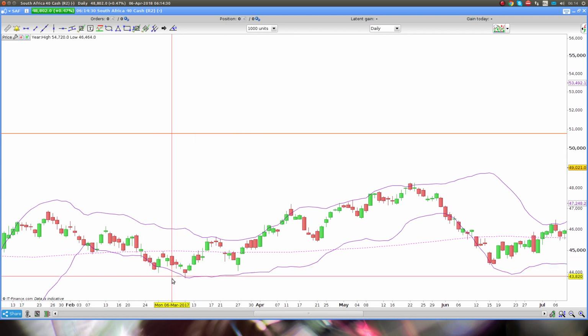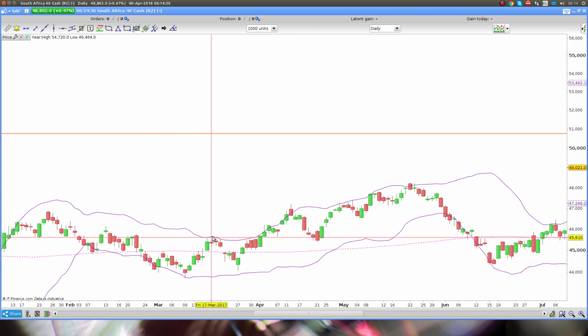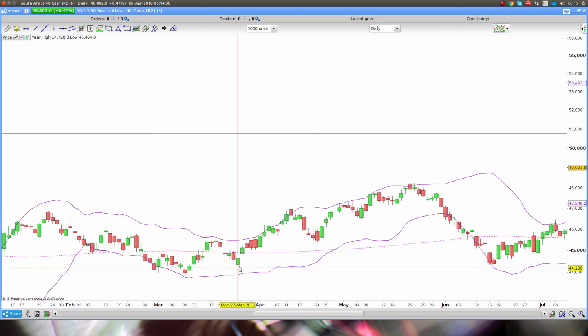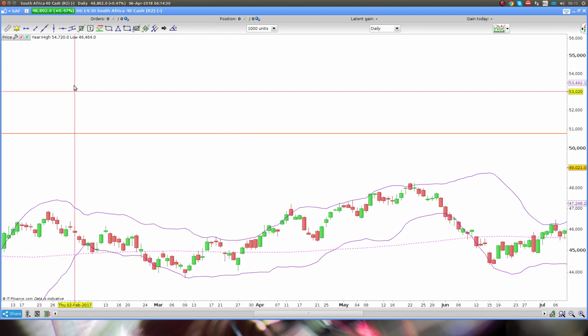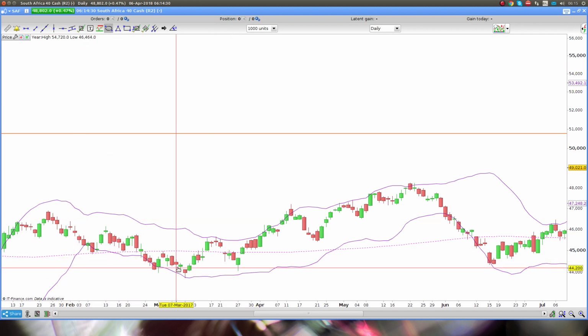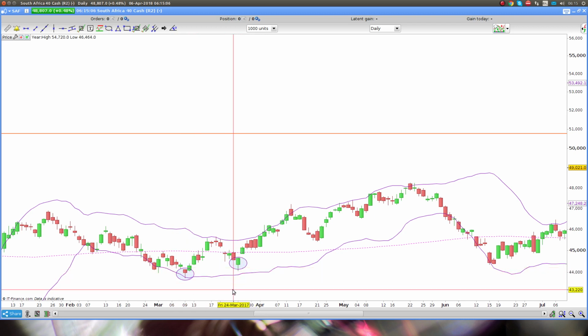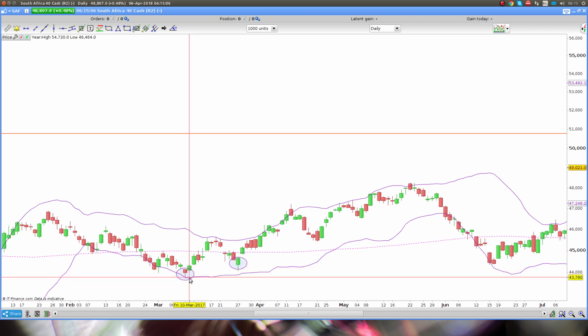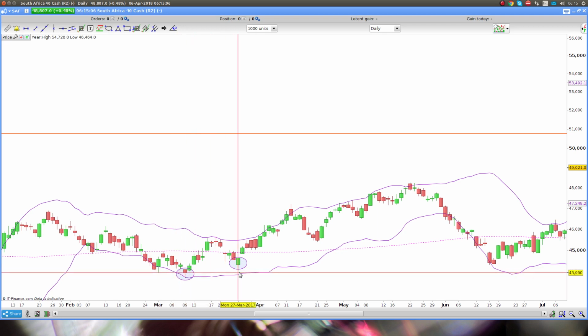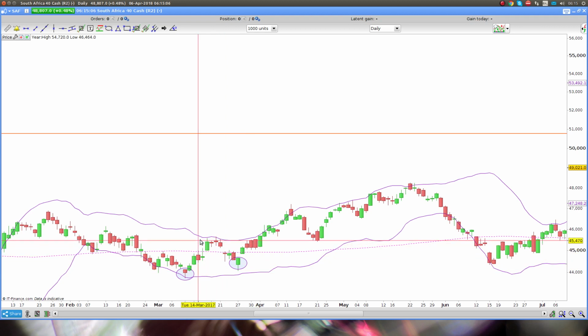So you can see here we had a pin bar. We moved up, came back with another pin bar. So there's a pin bar. Let's just circle in. So we've got one pin bar there, and we have another pin bar there. But those two together form a double bottom. And the height of the double bottom is there.